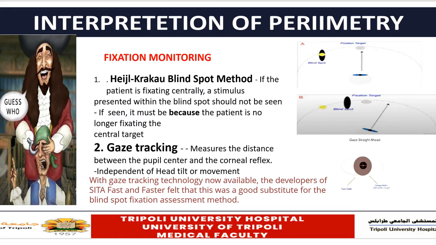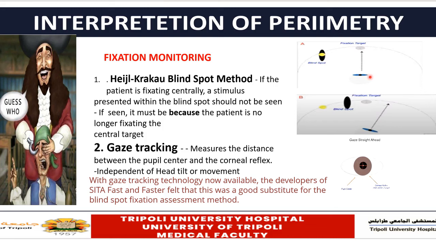To perform a good visual field test, we need to monitor the patient's fixation, and the machine does this by two methods. The first method is the Heijl-Krakau blind spot method. In this method, a slightly bright stimulus is projected to the presumed blind spot, where the patient should not see that spot. Now, if the patient doesn't see that spot, as in this figure, this is the patient fixing, and this is the presumed blind spot stimulus.